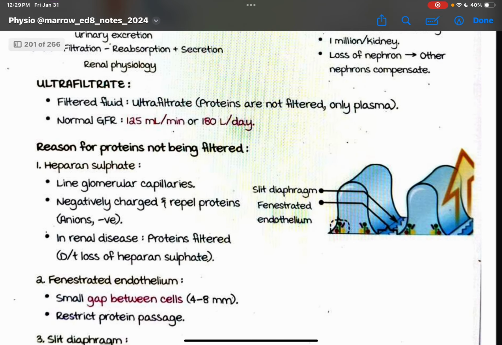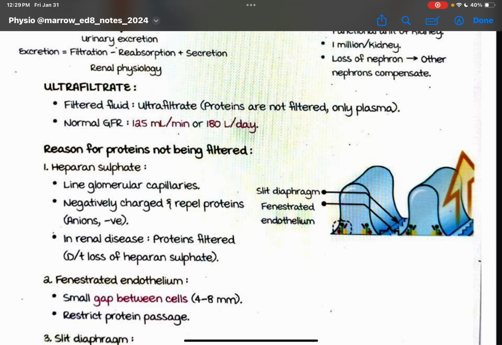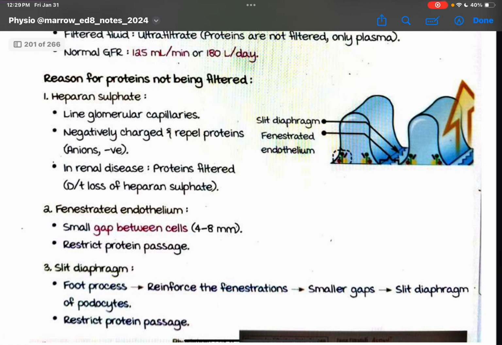Ultrafiltrate is the filtered fluid. Proteins are not filtered, only plasma is filtered. Normal GFR is 125 mL per minute or 180 liters per day. The reason for proteins not being filtered is heparan sulfate, which lines the glomerular capillaries, is negatively charged and repels proteins, anions, and anything with a negative charge. In renal disease, proteins are filtered due to loss of heparan sulfate.